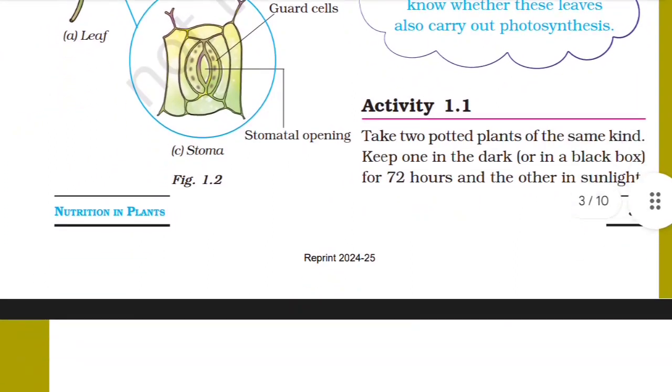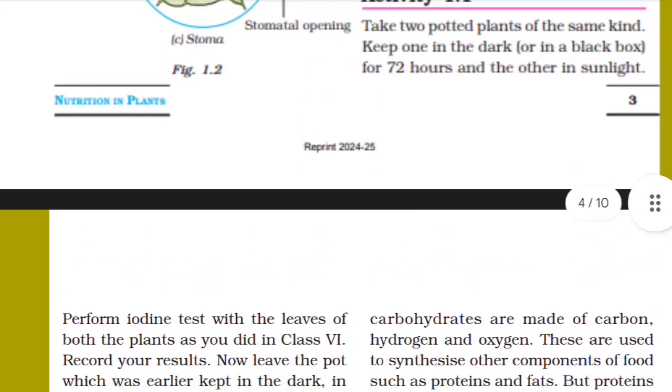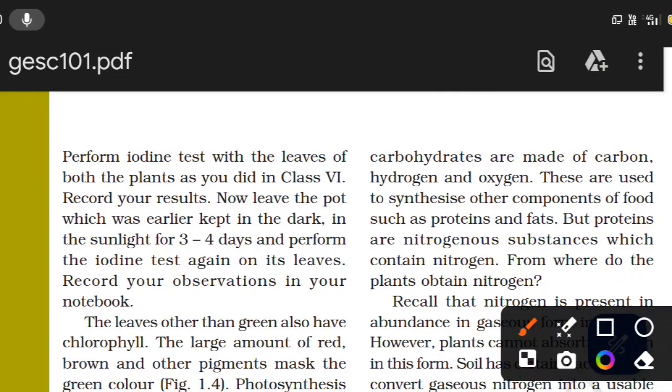Here we can consider activity 1.1. Take two potted plants of the same kind, keep one in the dark for 72 hours and the other in sunlight. So we have two plants, and we have to put one plant in the sunlight and one in the dark. The plant in the sunlight will prepare food, and the one in the dark will not prepare food. Then perform the iodine test with the leaves.